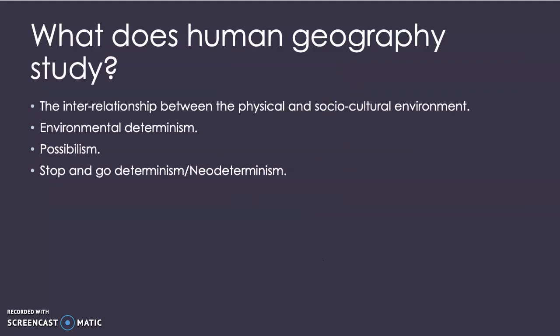So what does human geography study? The number one point is that it studies the interrelationship between the physical and sociocultural environment of human being and its surrounding ecosystem. So while talking about human geography, we need to understand three philosophical schools of geography.